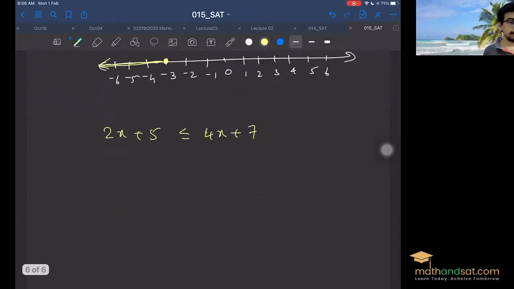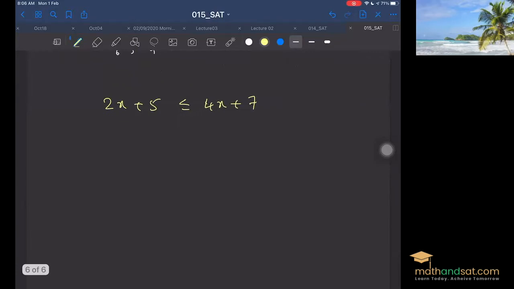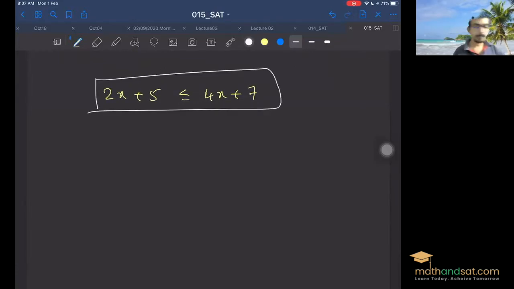Okay. Now let's see some more complicated linear inequality. Of course, if instead of inequality we had an equality sign, what will you do? Our fundamental idea is to isolate the variable.